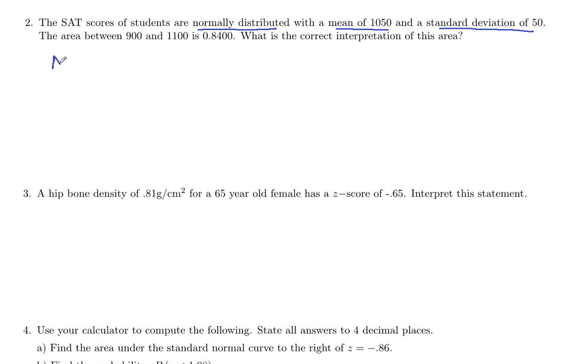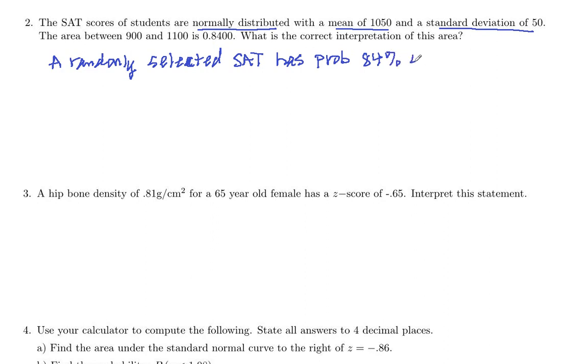So we could say that a randomly selected SAT score has 0.8400, so has a probability of 84% of being between 900 and 1100.